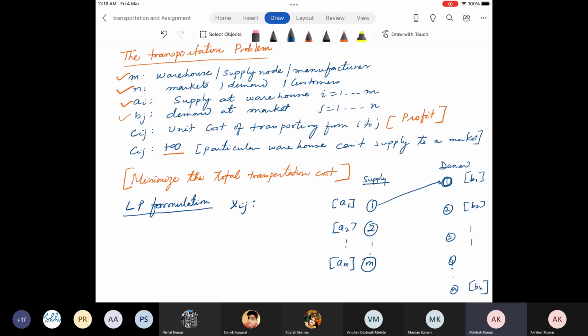Now, how can you fulfill the demand of market one? The number of units supplied from the ith warehouse to the jth market. And you can put the cost here as C11, C21, C31. Similarly, you can link everything. So Xij can simply be the quantity shipped from warehouse I to market J, right?